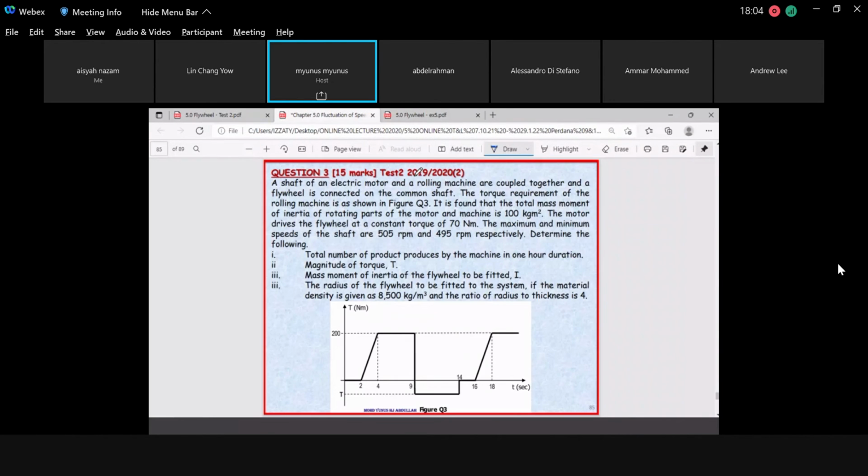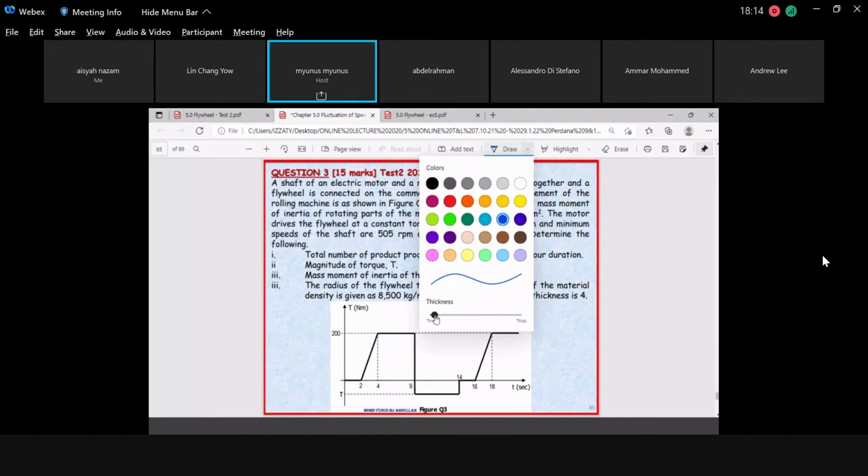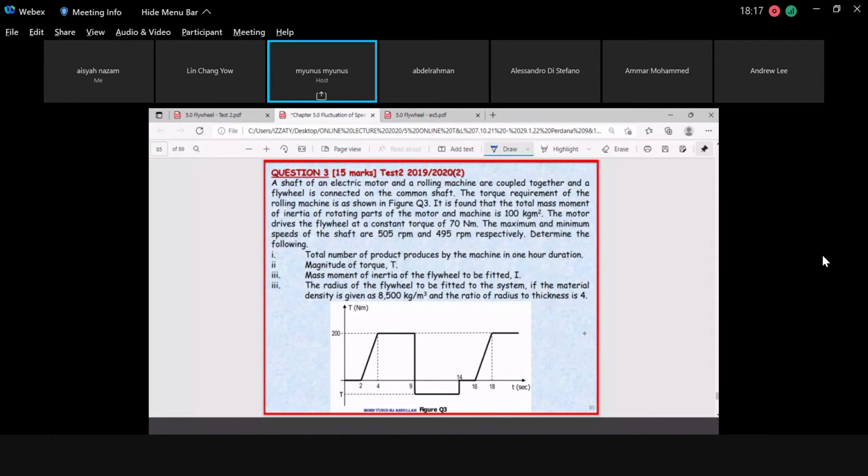Okay, now here, what you have is a shaft of electric motor. They provide also the type of application. This is an electric motor and a rolling machine, coupled together, and a flywheel is connected on the common shaft. So we have a common shaft, connected via the flywheel, of course, through the coupling, universal coupling. The torque requirement of the rolling machine is shown. This one is from this machine.